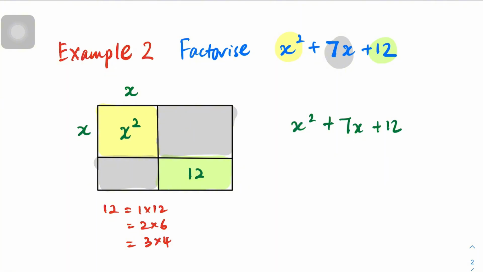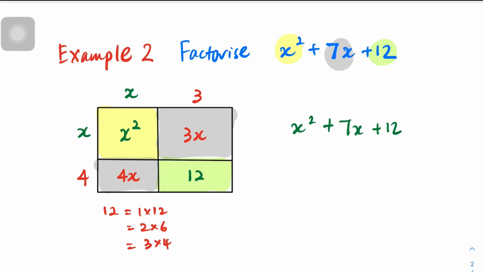Alright, so let's try 3 and 4. If I have 3 and 4, now let's check what should be in my gray box. I will have 3 times x, which is 3x, and 4 times x, which is 4x. Will 3x and 4x add up to 7x? The answer is yes. So therefore, the factors must be x plus 3 times x plus 4.